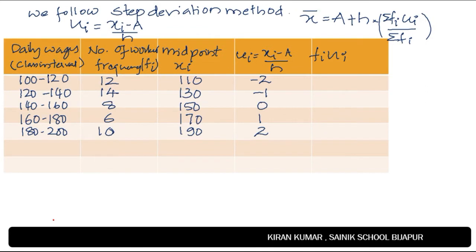Now the product of fi ui I need to find. So each one of these frequencies and ui's are multiplied. We'll be getting negative 24. Minus 1 multiplied to 14 is negative 14. 0 multiplied to 8 is 0. 1 multiplied to 6 is 6. And 2 multiplied to 10 is 20. We need to add sigma fi ui. We get it as negative 12.